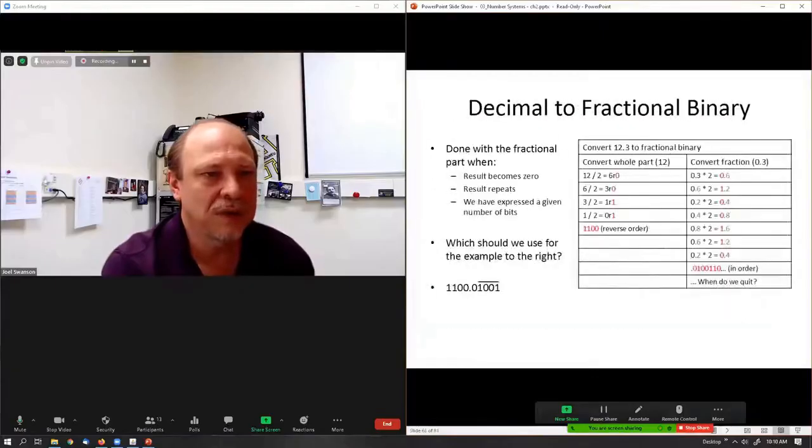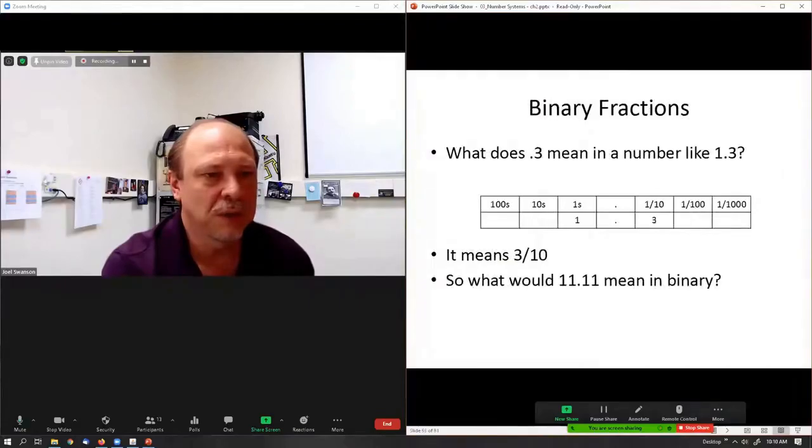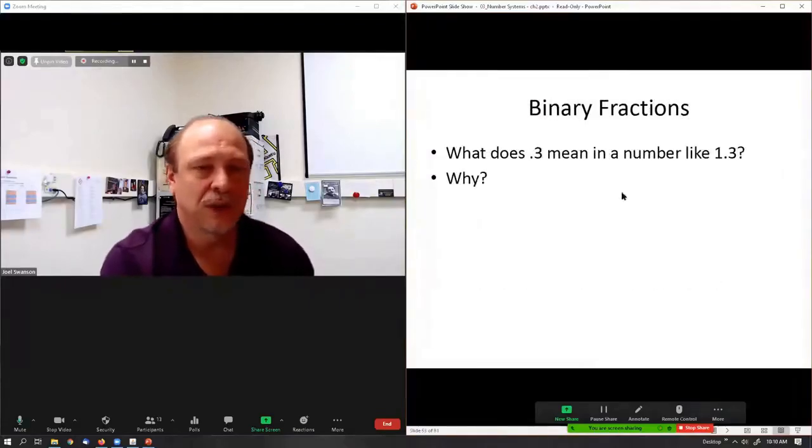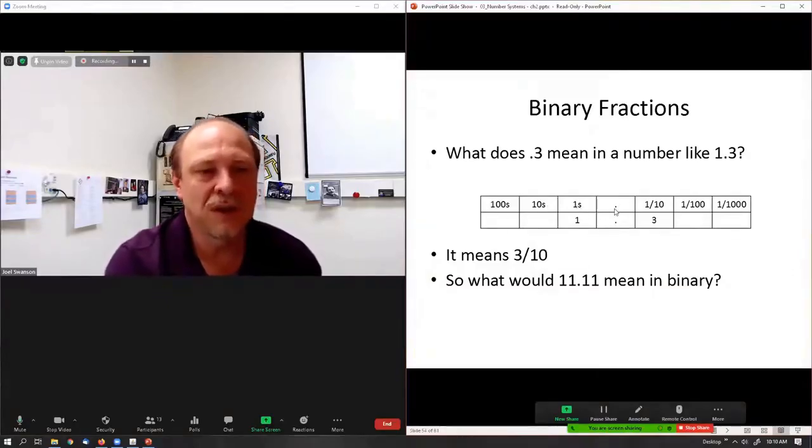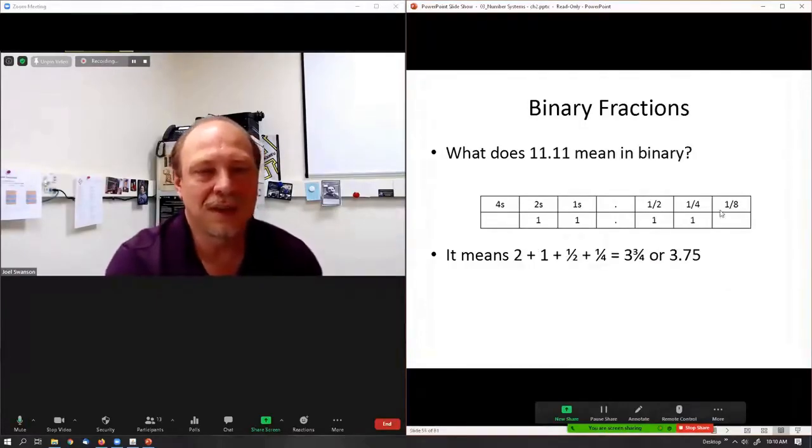The whole point of this is to be able to store a floating point number, a number with a decimal in it, right? So something like 1.3. So what does that mean in binary? We talked about that. So that's tenths, hundredths, thousandths. It's 10 to the 0, 10 to the first, 10 to the second. But on the other side of the radix point, it's 10 to the negative 1, 10 to the negative 2, 10 to the negative 3. So it's exactly like that in binary.